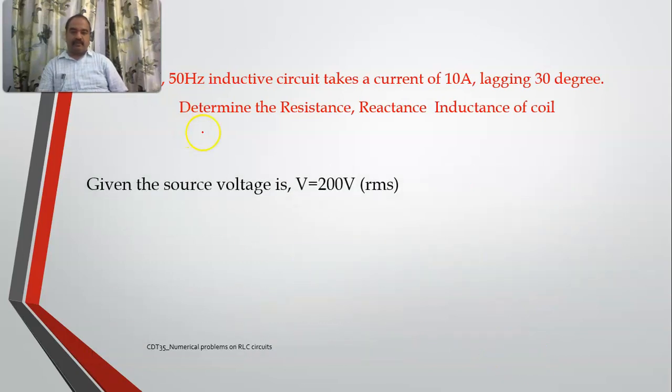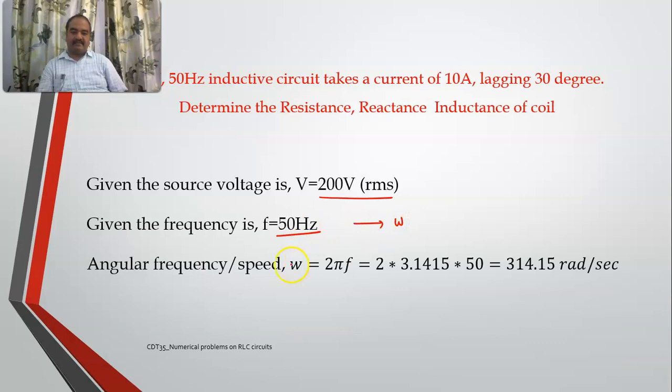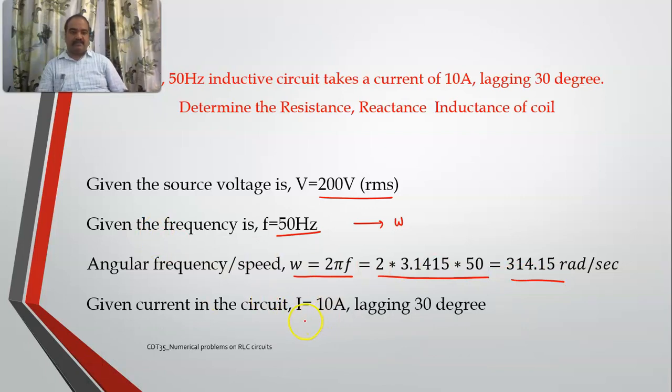So what is the source voltage which has been given? It has been given as 200 volts RMS, and the frequency is given as 50 Hertz. From this, we can calculate omega. So omega is equal to 2 pi F, which is equal to 2 into 3.14 into 50, I'll get 314.15. And the current is given as 10 amperes lagging at 30 degrees, which means if V is at 0, then the current will be 10 at an angle of minus 30.